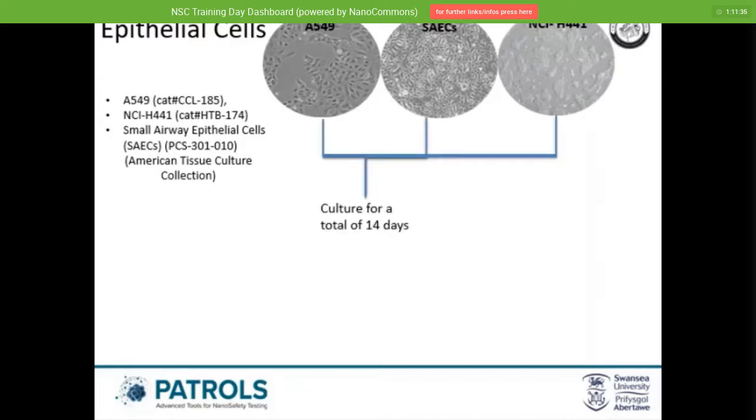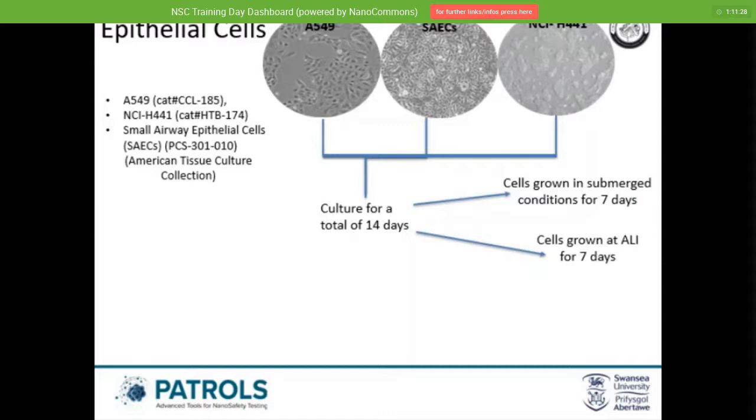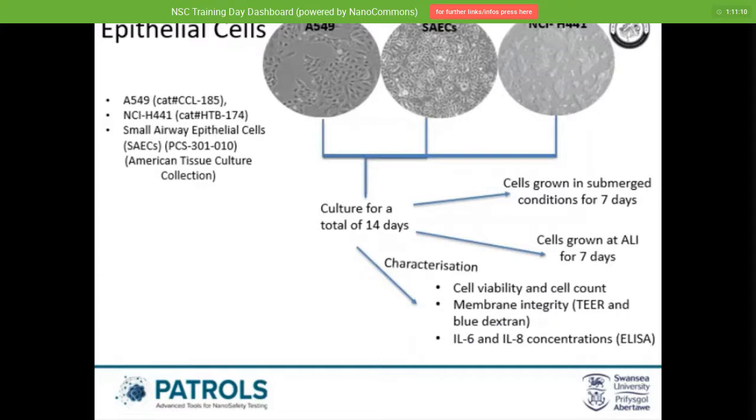So we cultured these for a total of 14 days. These were grown both in submerged cultures and air liquid interface cultures. So initially we grew them in submerged cultures for 7 days, before then switching them to an air liquid interface for 7 days, which is where we took the apical media off of our transwell inserts and just left the basal media. We then characterized these models and we looked at cell viability and cell count, the membrane integrity, and this was done using TEER and blue dextran, and looking at various cytokine and chemokine releases, specifically IL-6 and IL-8.